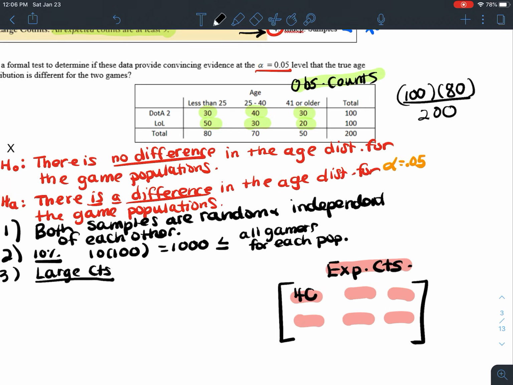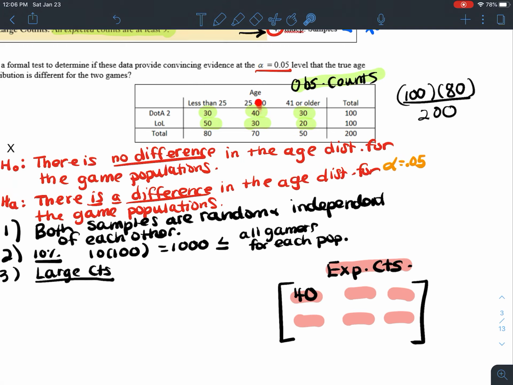Now, if it comes out as a decimal, you have to write down the decimal, do not round it. Then if I move over here to the next cell, now I'm trying to find the expected count for the age range 25 to 40 for dot A2. I'm going to take the row total, which again is 100.